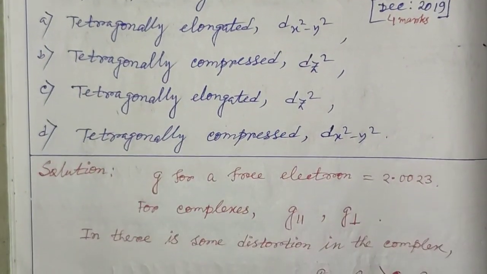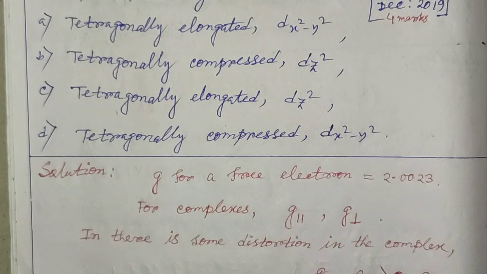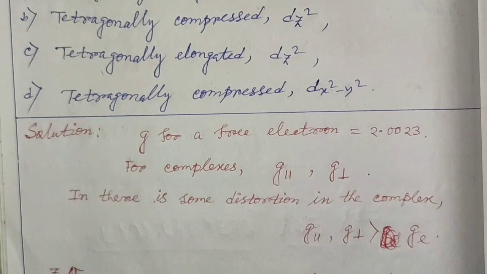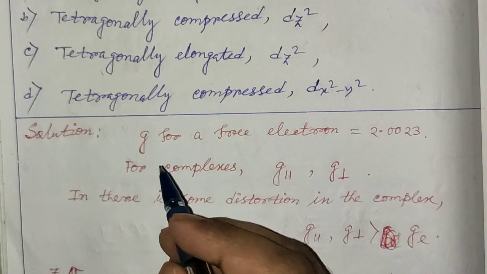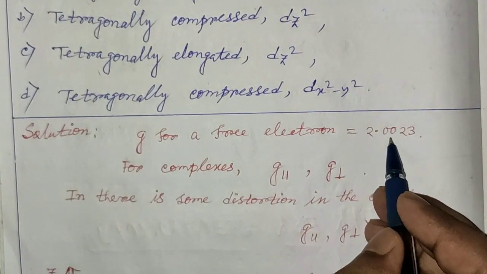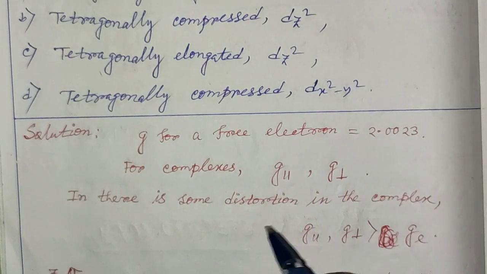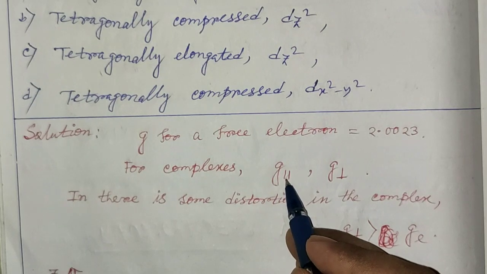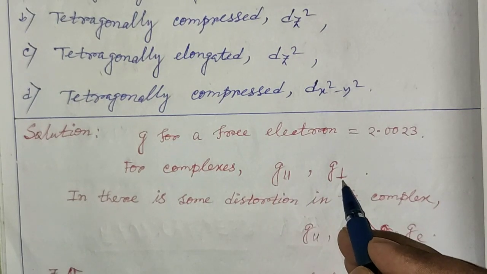Now in EPR spectrum the g factor arises due to orientation of electron density in an orbital along the applied magnetic field. Now for a free electron the g value corresponds to 2.0023, and in complexes there arises a new term which is g parallel and g perpendicular.